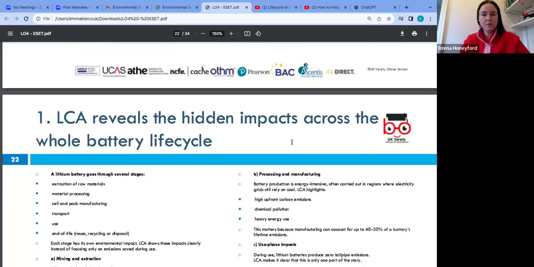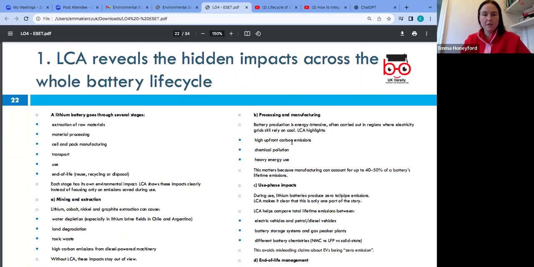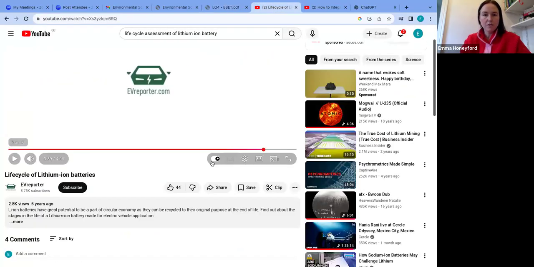So this is an example of an LCA, which does reveal the hidden impacts across the whole battery life cycle. This is, again, a lot of detail, so I do have a short video, which I hope is helpful.